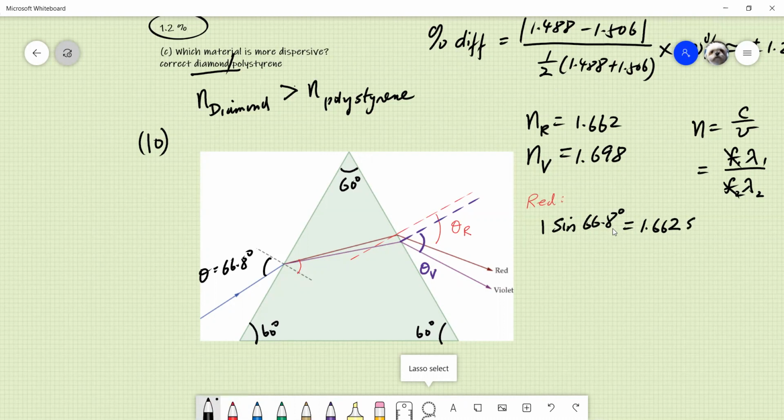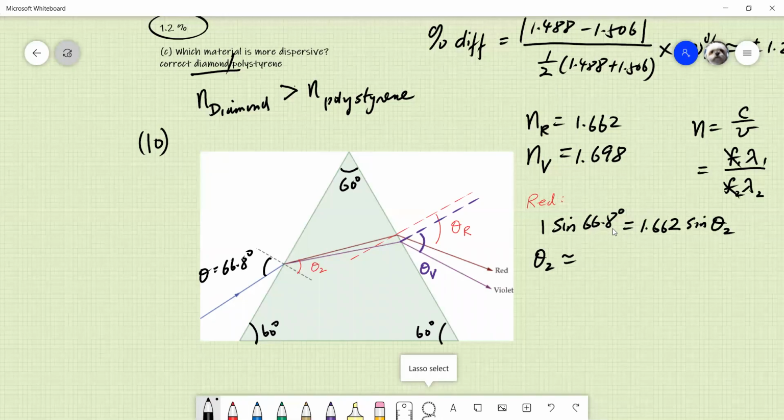Times sin theta 2. Now, what is theta 2? This is my theta 2 right here. So therefore, what is theta 2 equal to? I'm going to calculate that.